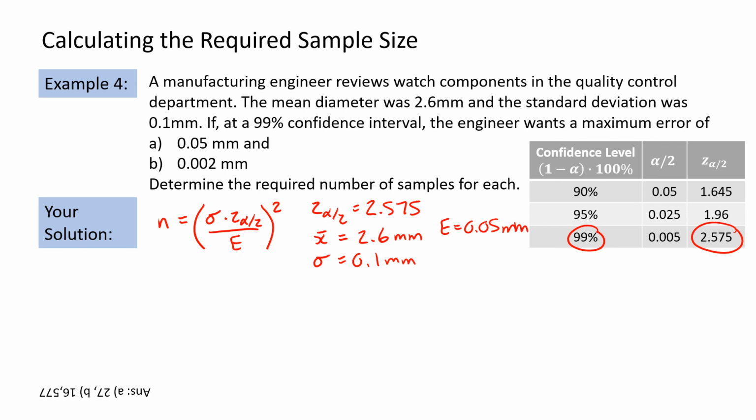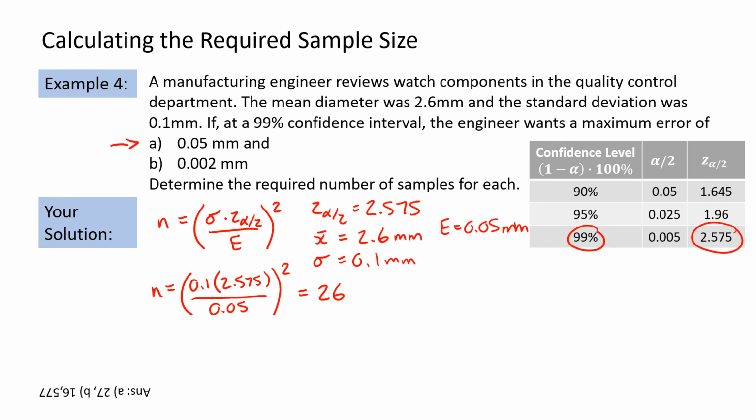So we have all our data to solve for n now. So n is equal to our standard deviation, 0.1, times our z-score, which is 2.575, divided by our error, 0.05, and that's all squared. If you calculate this, you'll get approximately 26. Remember, round up if you have a decimal, to the nearest sample. So we only need 26 samples to reasonably have a 99% confidence interval to get 0.05 millimeters.